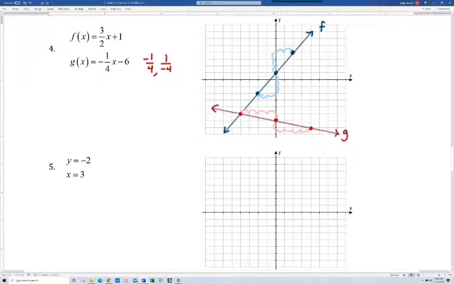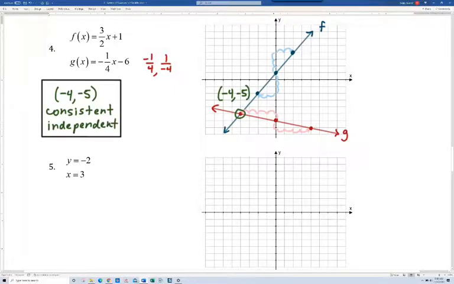And so here's our line, that's G, and you can see our point of intersection is the point negative 4, negative 5, and so that's going to be our solution. Since we have a point, or at least one solution, we have a consistent system, and again, this is not the dependent case. That would be if we get the two lines are actually the same. This is not that situation, so this is an independent system.